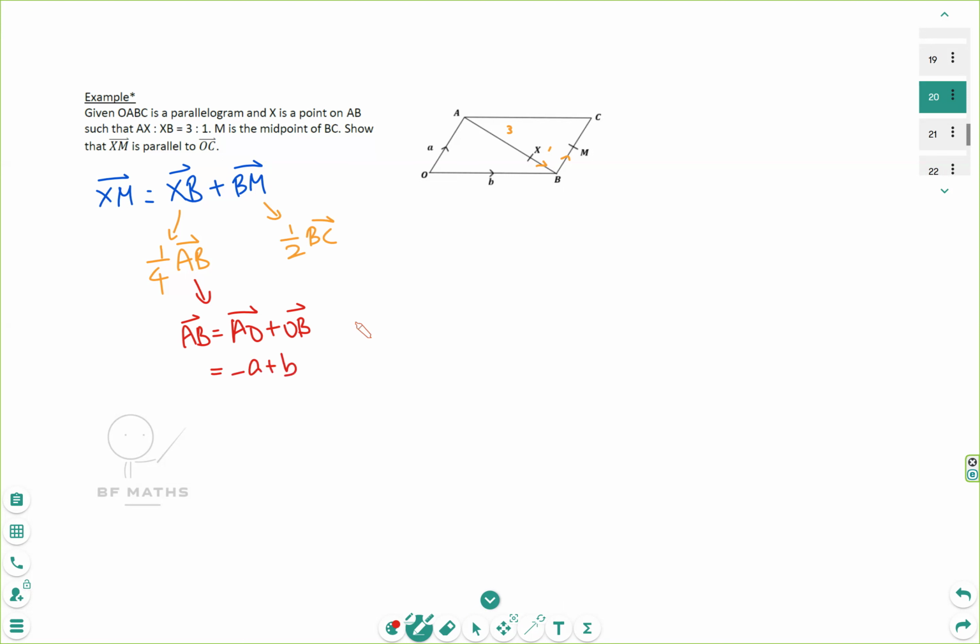OB is B. BC, what is BC? BC is the same as OA, because it's a parallelogram. You can write that down here. You don't have to explain it in the lesson, sorry, in the exam, but I do it just to make you aware. Okay, in the notes, you understand this parallelogram. So BC equals OA, which equals A.